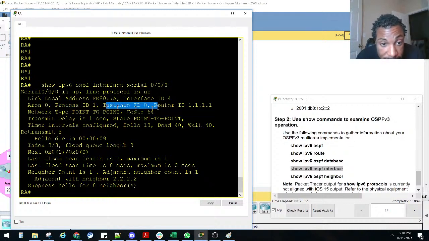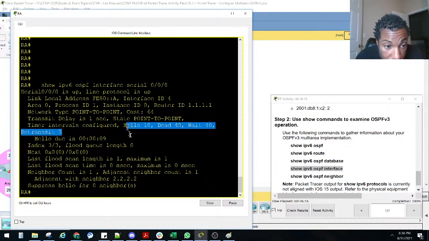That's what that is. Instance ID. Not too sure what that is, to be honest with you. I guess each process ID has also an instance ID. Instance of OSPF, right? This is the router ID we've manually configured. We said serial interfaces are point-to-point. Default cost is 64.